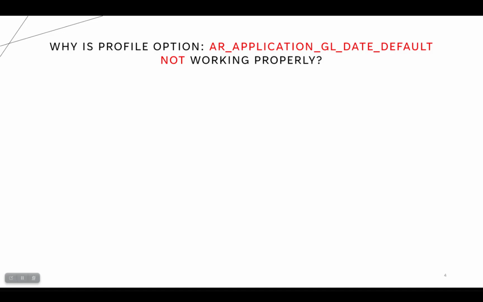Why is the profile option AR_APPLICATION_GLD_DEFAULT not working properly? As you know, there are a lot of GL dates for AR. One of them is on AR transactions, for all of the AR transaction types; another is when you apply AR receipts to AR transactions, and also when you unapply or clear, and so on.